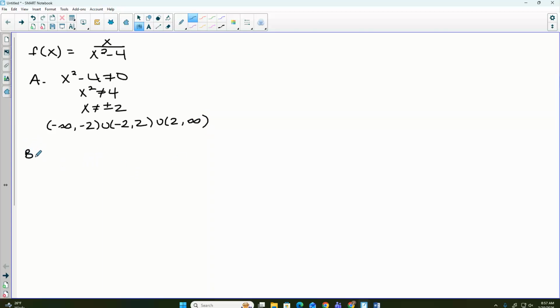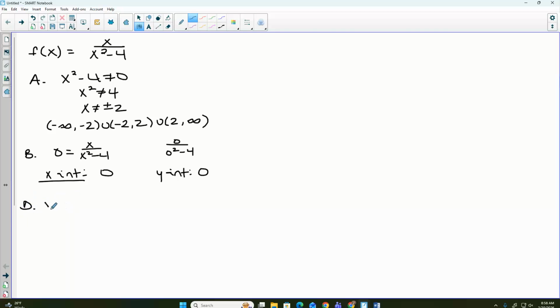Intercepts. So x-intercept is when y is equal to 0, so when this whole thing is equal to 0. And that just gives us 0. To find your y-intercept, you put in 0 for all the x's. So we get 0 over negative 4, which is 0. I told you could skip part C, the symmetry.